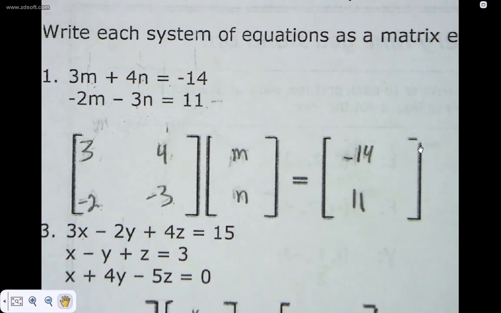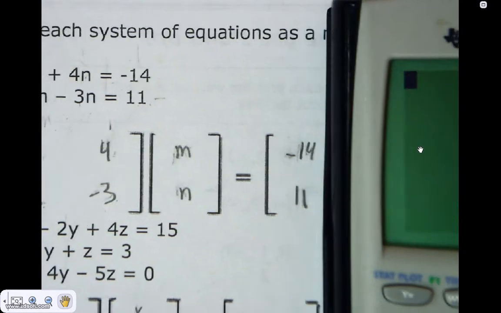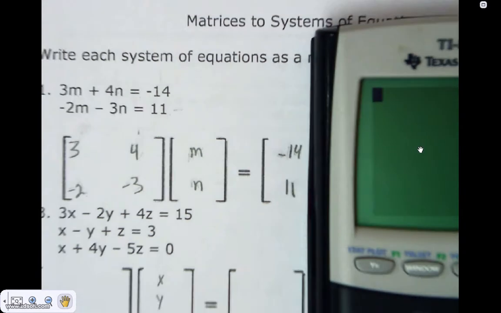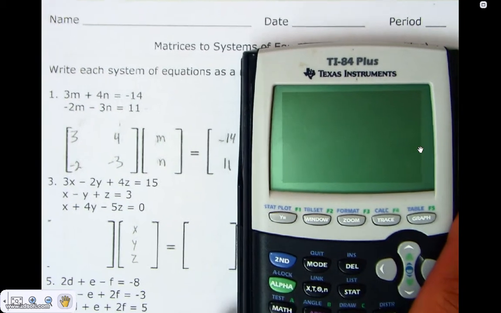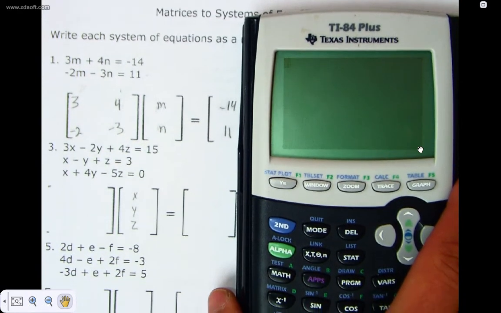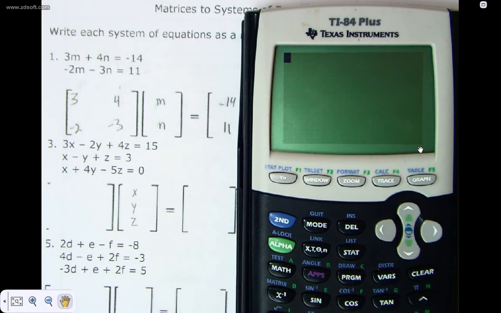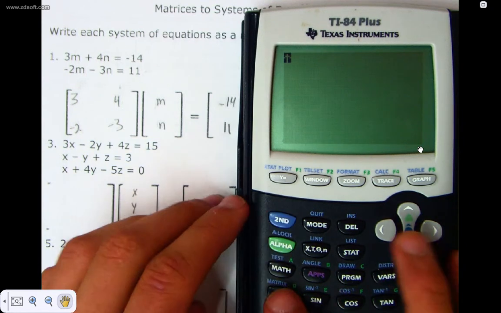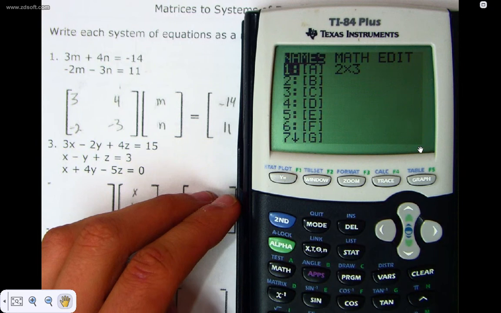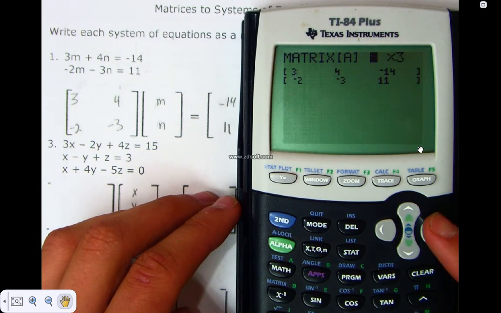So now let's go ahead and focus on putting this into the calculator. Now when we put it into the calculator, we're going to disregard that m and that n. Okay, so let me go ahead and zoom out some so we can kind of see everything in one picture right here. Alright, that looks pretty good. So here's the calculator. We're going to go ahead and press second. Matrix is right here. You're going to move over to edit, and we're going to edit our own matrix. We're going to create a matrix.